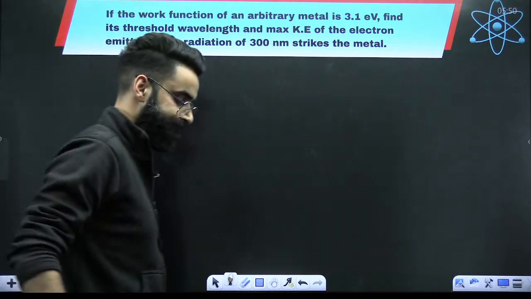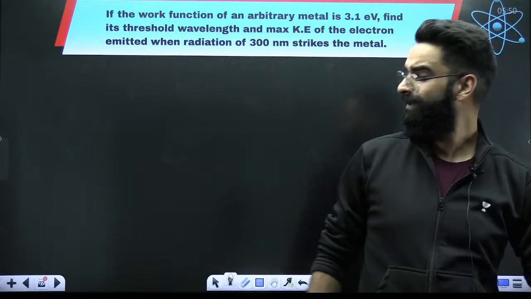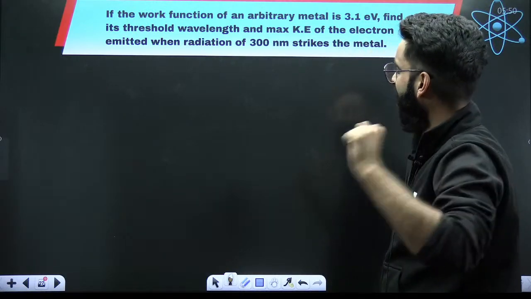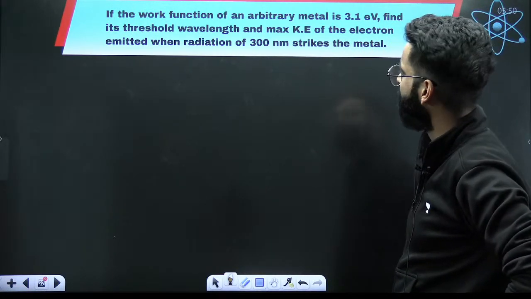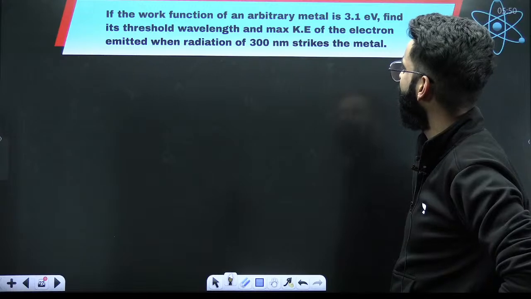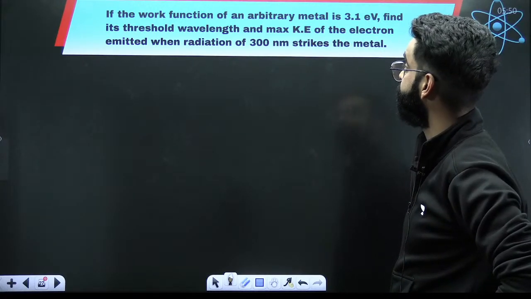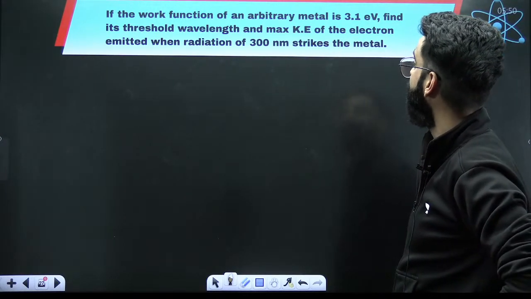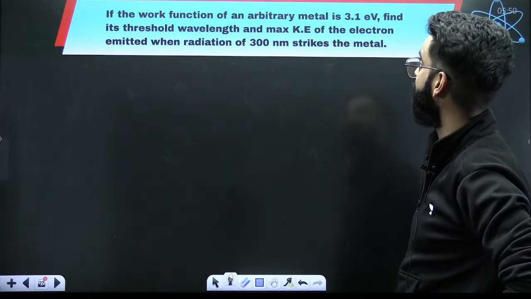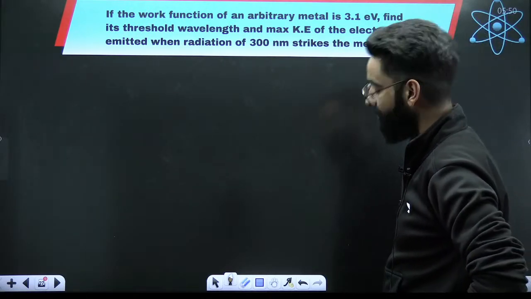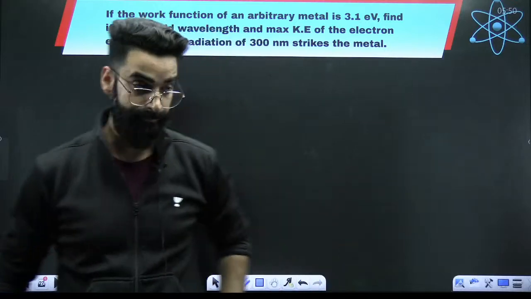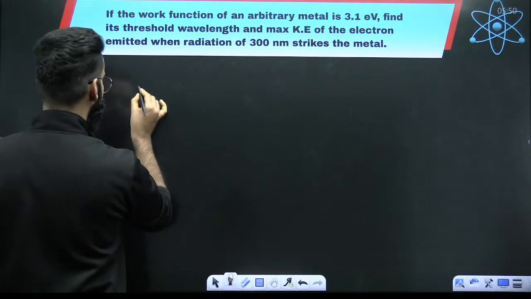Look at one more question. See what the question is. If the work function of a metal is given, find its threshold wavelength and maximum kinetic energy emitted when radiation of 300 nanometers strikes the metal. So basically what is happening? Let me show you the exact scenario.